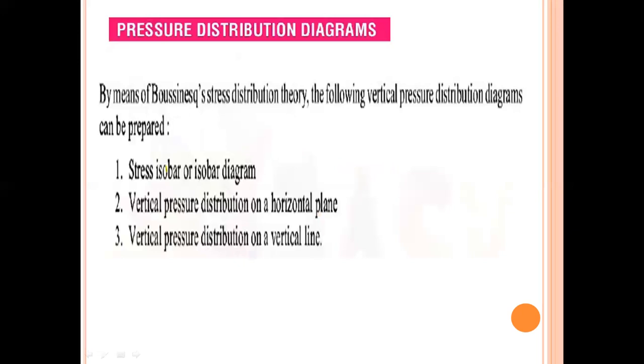Next one, pressure distribution diagram. So here, by means of Boussinesq's stress distribution theory, the following vertical pressure distribution diagrams can be prepared. Three diagrams: one is the stress isobar diagram, second one is the vertical pressure distribution on a horizontal plane, and third one is the vertical pressure distribution on a vertical line.